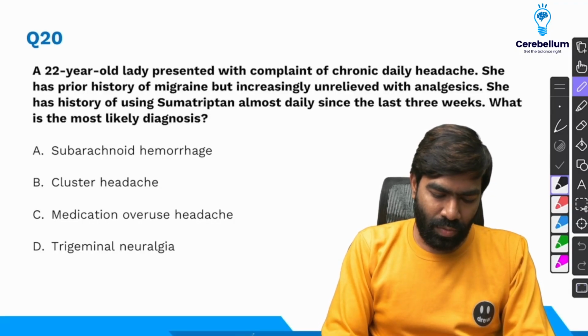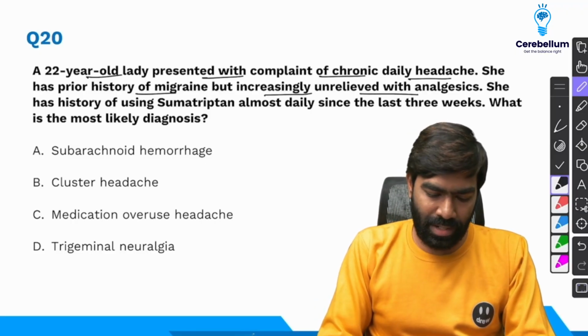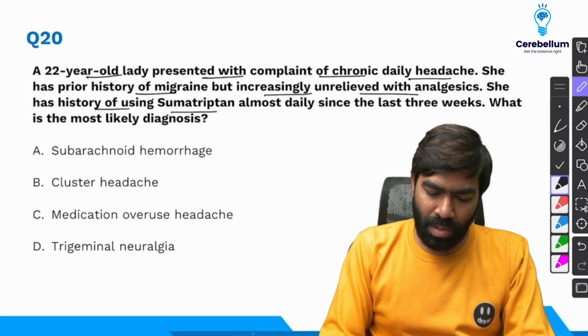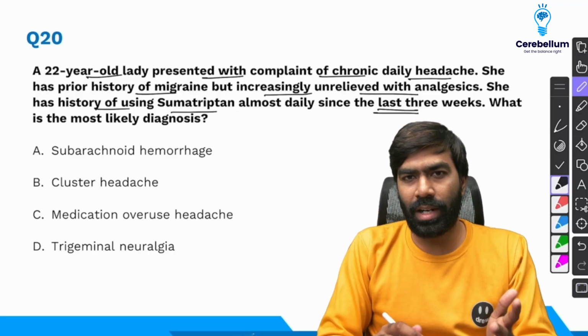Going to 20th question. A 22-year-old lady presents with complaints of chronic daily headache. She has a past history of migraine, but increasingly unrelieved with analgesics. She has a history of using sumatriptan almost daily since the last 3 weeks. What is the most likely diagnosis?